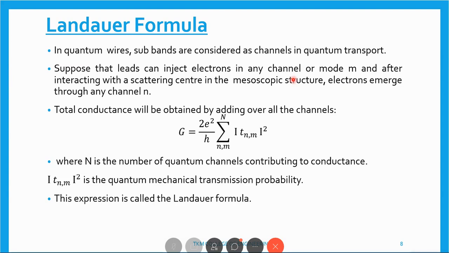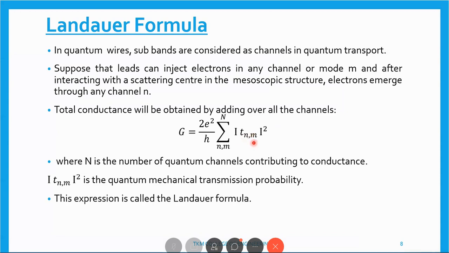So similarly, suppose that the leads are injecting electrons into any channel. We are considering the quantum wire is having different channels. So, suppose that the leads are injecting electrons in any channel, or let it be called a mode. Let it inject electrons into a particular mode M, and after interacting with a scattering center in the mesoscopic structure, electrons are emerging out through any other channel. Let it be N, or we can consider that M is the mode through which electrons are entering, and N is the mode through which electrons are emerging out. Then these electrons will make a contribution to the system, and the total conductance will be equal to the product of the quantum conductance, which is 2e²/h, multiplied by the quantum mechanical transmission probability, which is |T_NM|², for electrons injected through channel M and emerging out through channel N.